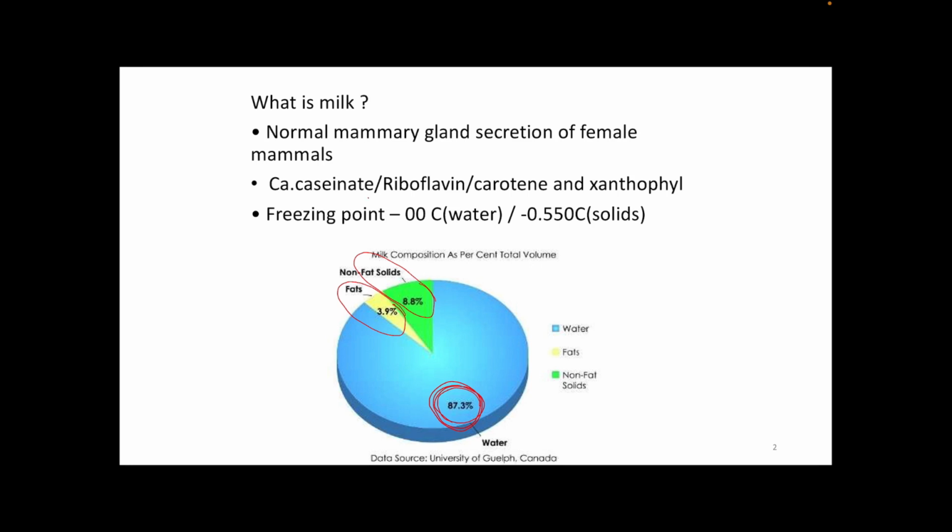The non-fatty solids include calcium caseinate, that's the calcium salt of the protein casein, riboflavin, carotene, and xanthophyll. Being water or aqueous in nature, the freezing point of milk is 0 degrees centigrade, because of the presence of water, the water content freezes or solidifies at 0 degrees centigrade, while the solid content of milk freezes at 0.5 degrees below zero, which is minus 0.5 degrees centigrade.